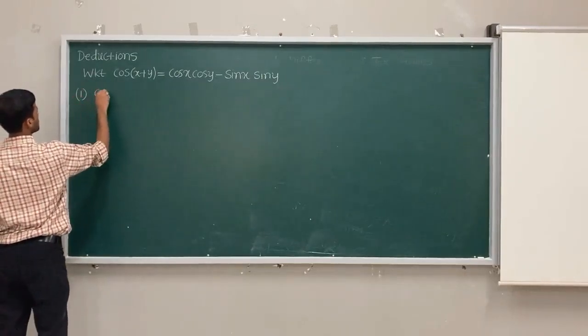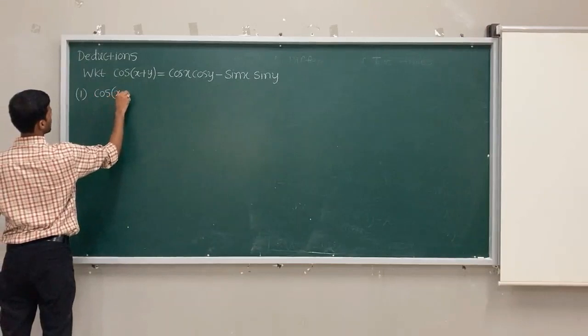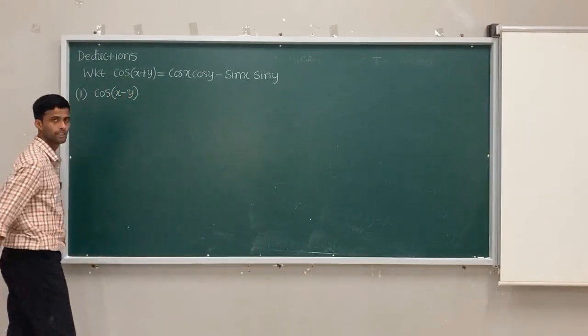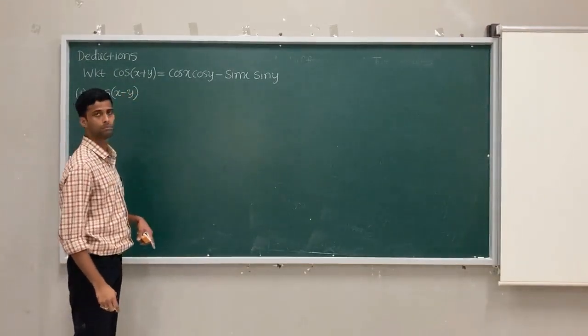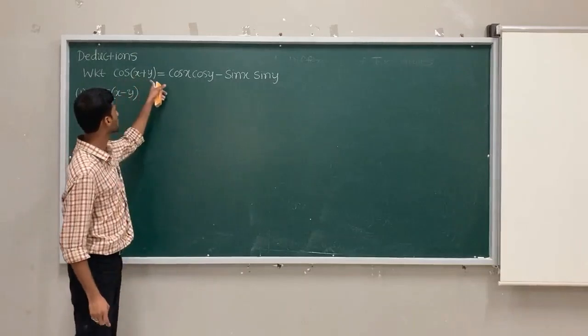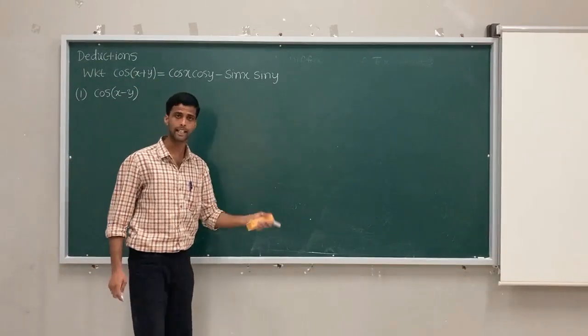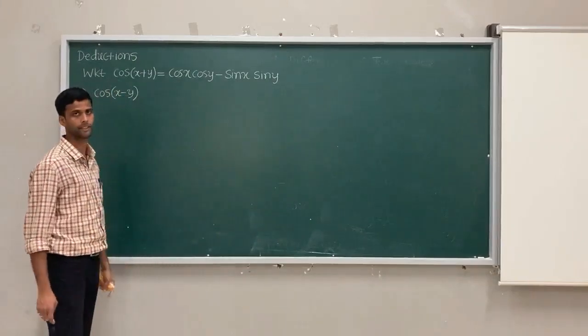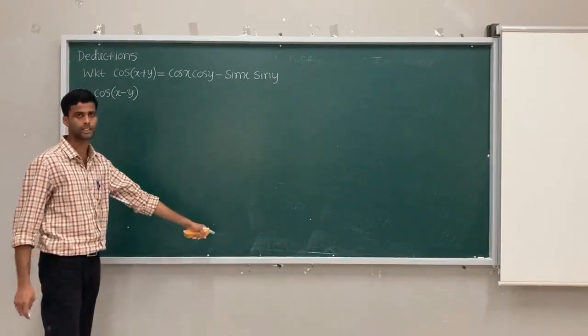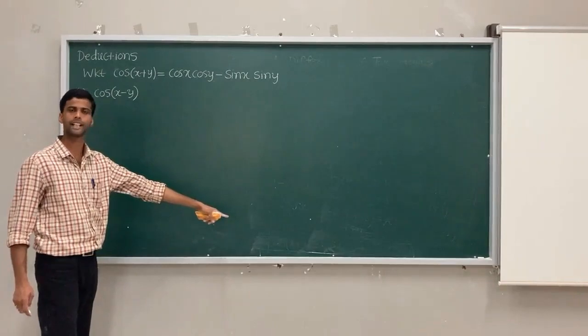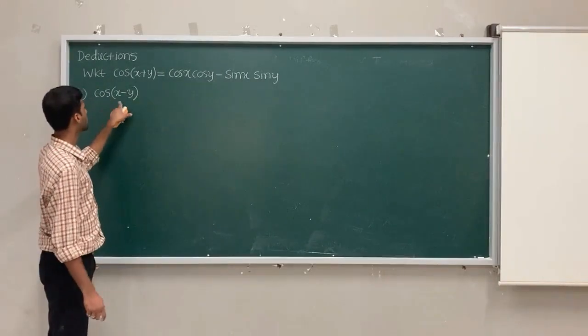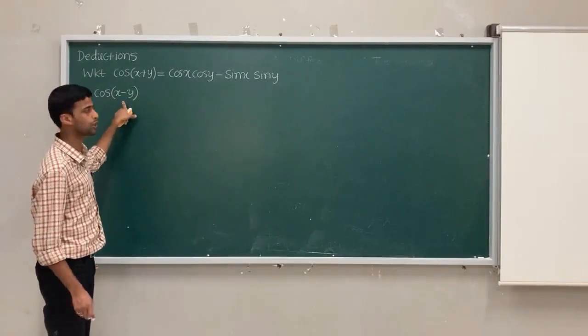How to prove cos of x minus y? In the exam they will ask: prove that cos of x plus y is equal to cos x cos y minus sin x sin y. Hence deduce cos of x minus y. So what will you do? First you prove the result. Till then you will get 5 marks. For deducing you will get 1 mark. So how to deduce in a short way?